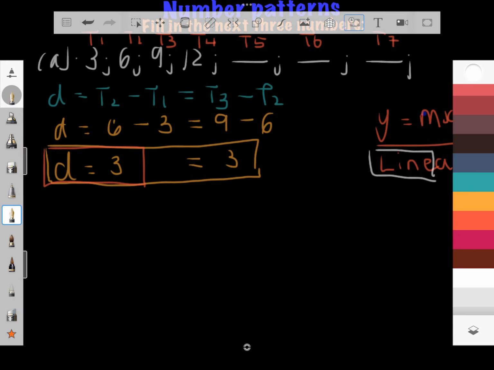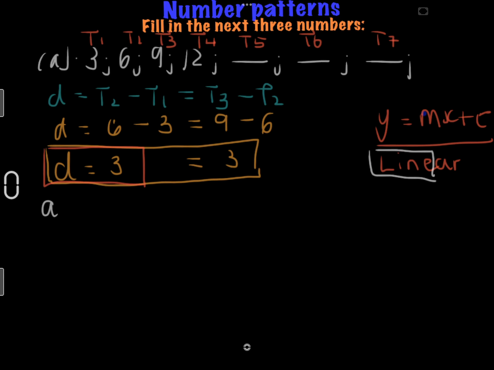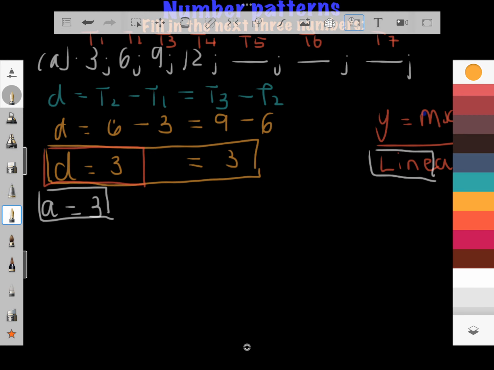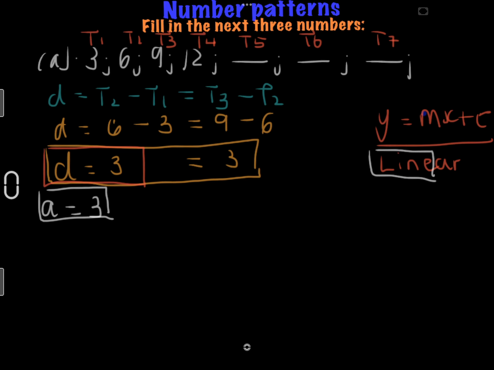Now that we found D, we need to identify what A is. So A is equals to the first term in the sequence of this pattern, which is actually 3. Now we know what A is, our first term. Now we should start identifying or agreeing on certain key conceptions with regards to number patterns. First of all, T1, term 1 is equals to A. And term 1 in this case, A being, is equals to 3. And we should agree with that.